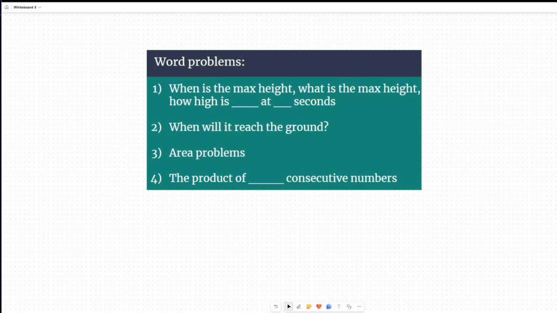There are 3 types of word problems we kind of want to deal with, really 4, but 2 of them kind of go together. It's when the max height, what is the max height, and how high it is at blank seconds, when will it reach the ground, area problems, and the product of consecutive numbers. So we'll look at all 3 of those, really 4 of those type of problems today, real quick.